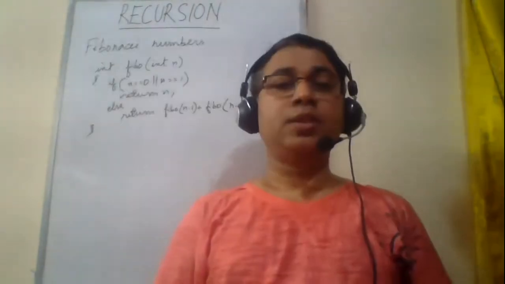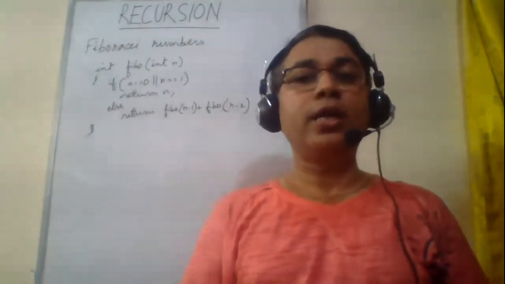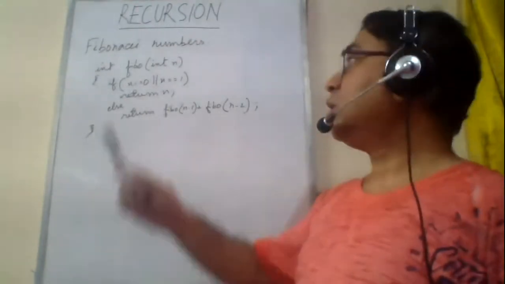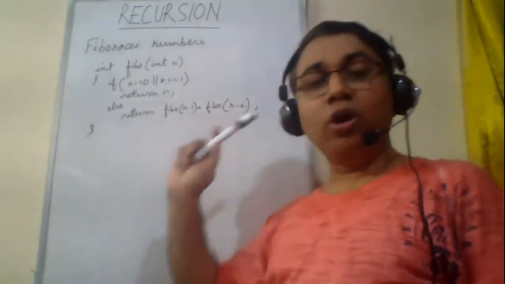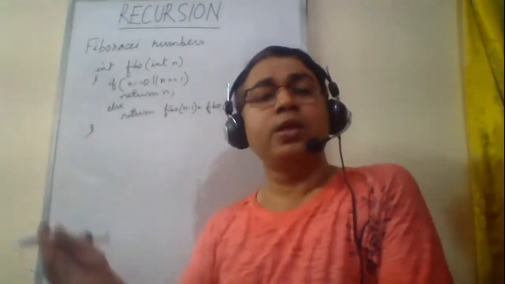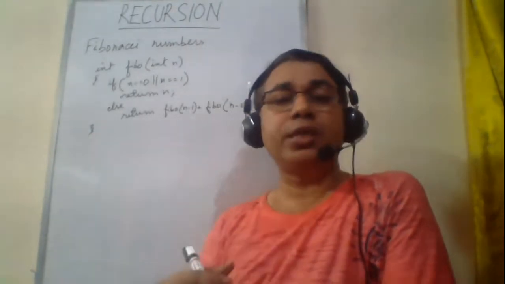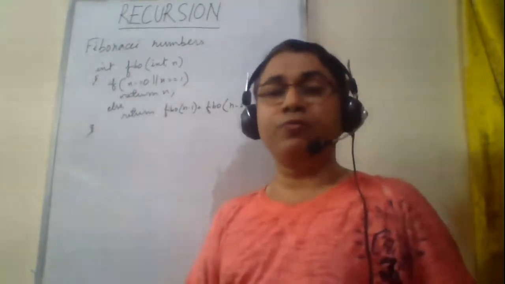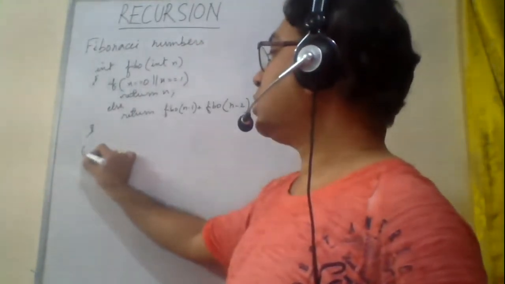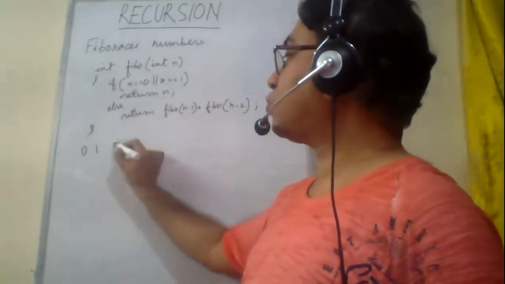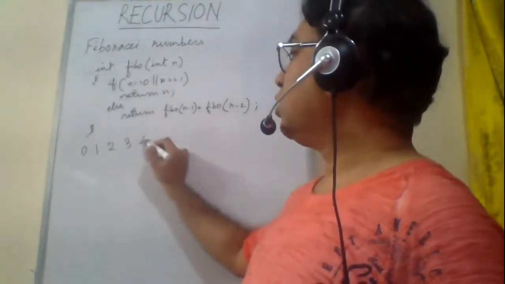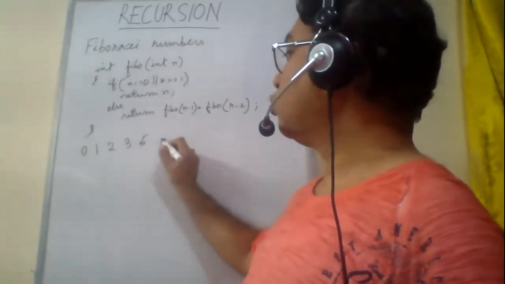Okay, students, here is another example we are going to discuss through recursion. It is Fibonacci numbers. We all know what a Fibonacci number is. It is a number which is generated by addition of the previous two numbers. So if the first numbers are 0 and 1, the next number is 0 plus 1, is 1, 1 plus 1 is 2, 1 plus 2 is 3, 2 plus 3 is 5, and so on.